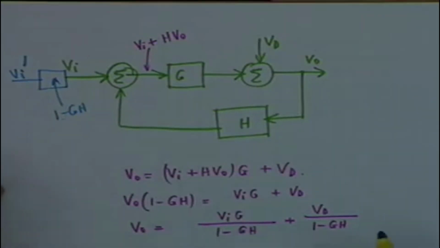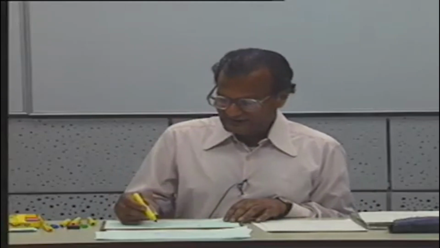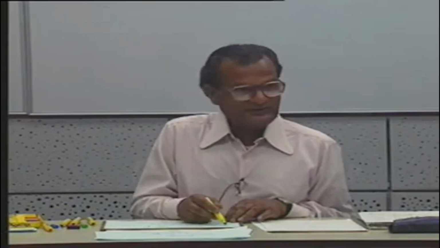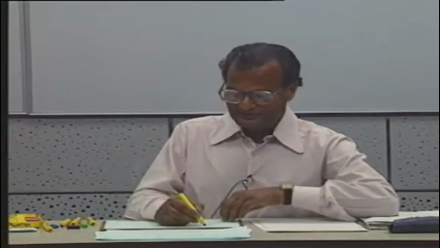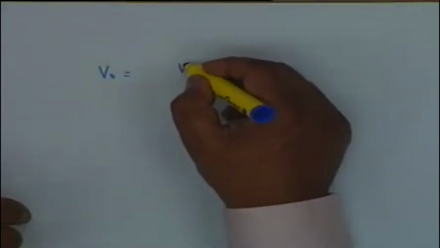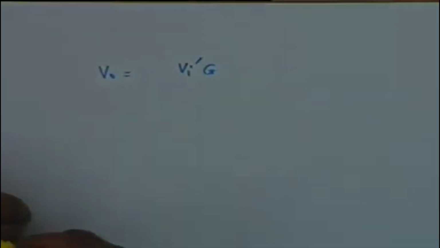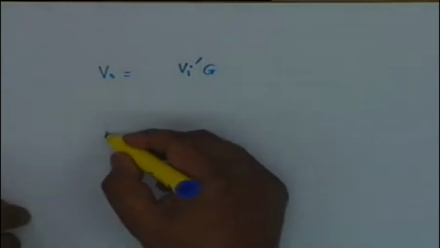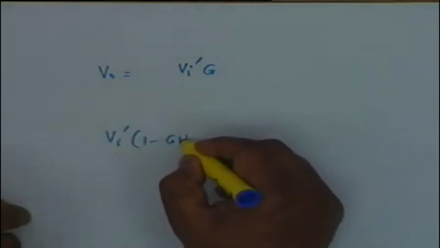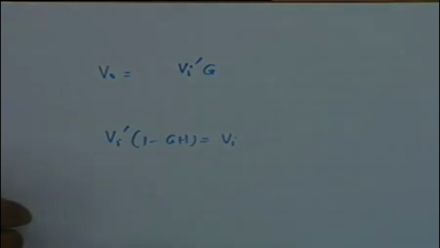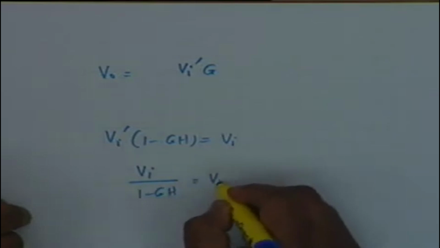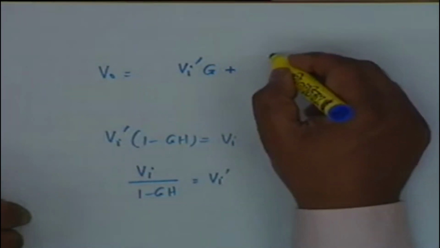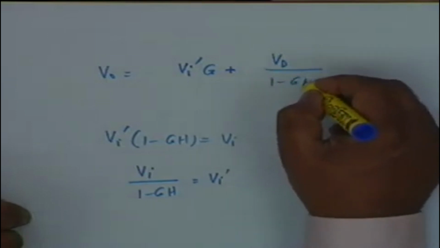Then you see, does this affect the distortion voltage? No, but it definitely affects the actual input Vi prime, and therefore my V0 then becomes Vi prime G. Why? Because Vi prime times 1 minus GH equals Vi, and therefore Vi divided by 1 minus GH becomes equal to Vi prime. So V0 is Vi prime G plus Vd divided by 1 minus GH.